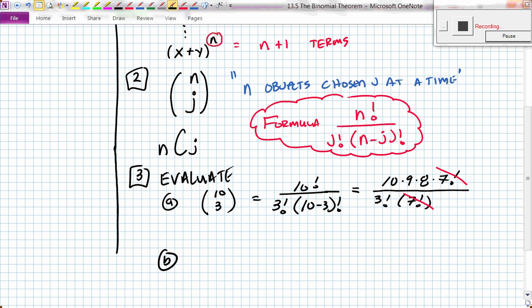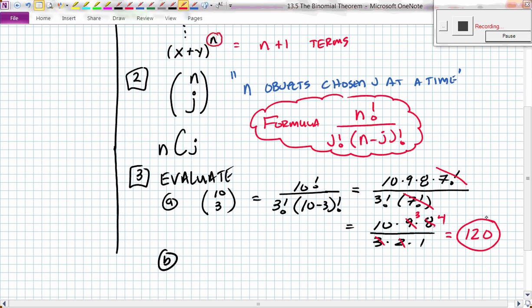So really what I've got going on here is 10 times 9 times 8, all divided by 3 times 2 times 1, because that's what 3 factorial is. Now check this out. 9 divided by 3 is 3, and 8 divided by 2 is 4. So 10 times 3 is 30, times 4 is 120. There are 120 different teams of 3 that we can pick. We could be here all day picking different teams of 3.